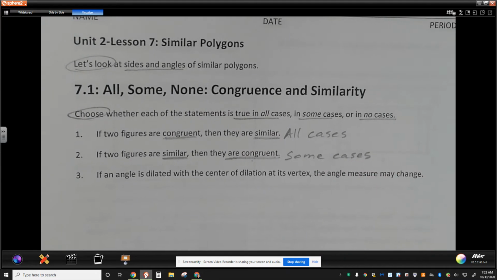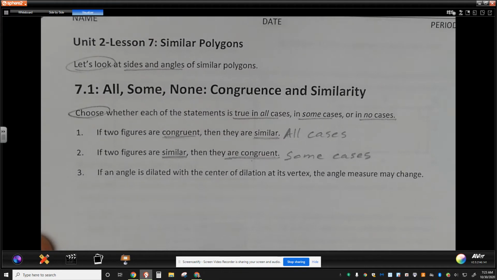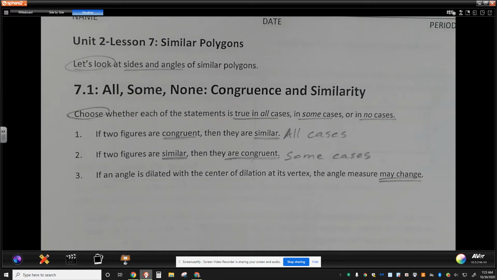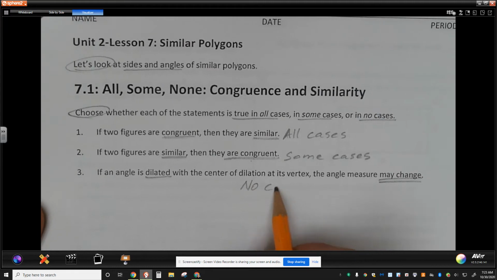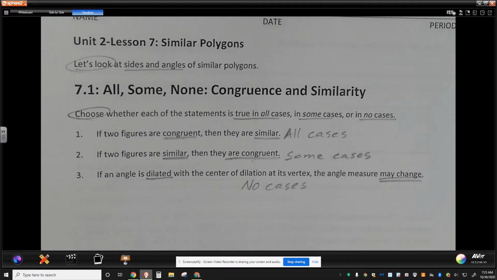And finally, number 3, if an angle is dilated with a center of dilation at its vertex, the angle measure can change. Seeing those words, may change, that's an automatic disqualification for having truth, because under dilation, we still use rigid transformation, which means angle measures are preserved. Angle measures can't change. Lengths of segments can change, but only proportionally. So there are no cases where this will ever be true.